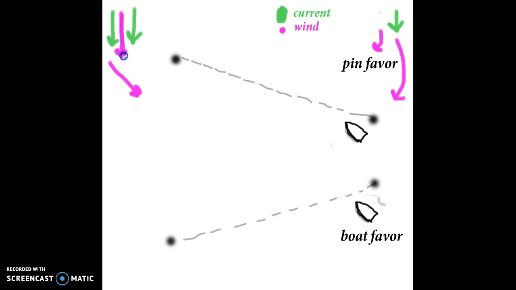So here's one arrow, the normal wind direction, and then we would get puffs coming in from this wind direction every once in a while. We had down coast current shown in green, stronger on the left, not as strong on the right.